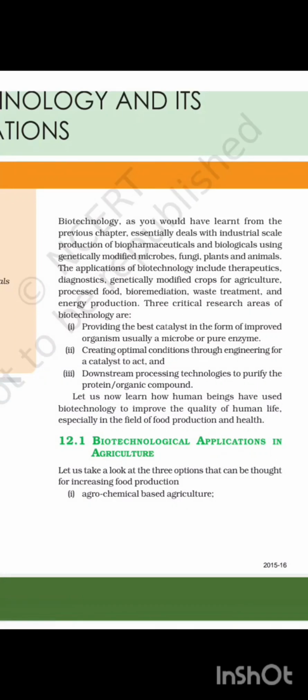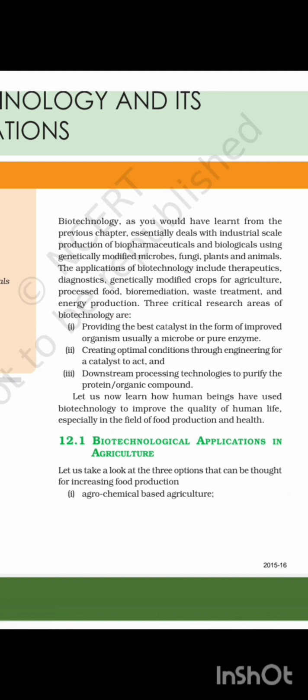Class 12, Chapter 12, Biotechnology and its application. Biotechnology, as you would have learned from the previous chapter, essentially deals with industrial scale production of biopharmaceuticals and biologicals using genetically modified microbes, fungi, plants, and animals. Applications of biotechnology include therapeutics, diagnostics, genetically modified crops for agriculture, processed food, bioremediation, waste treatment, and energy production.